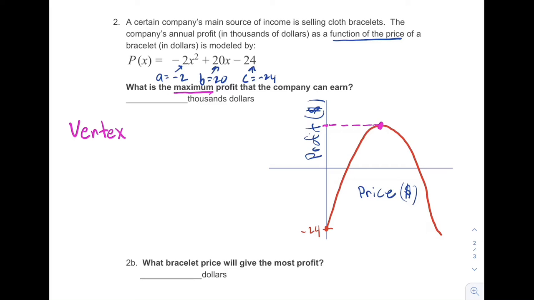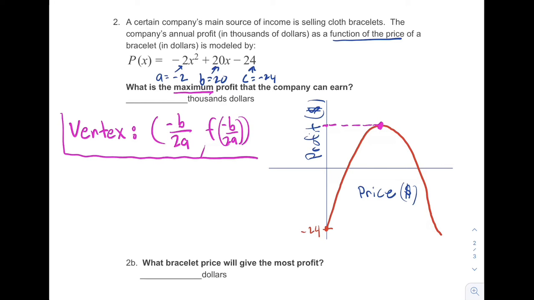So our vertex is your ordered pair. So your vertex, remember the x value is given by negative b over 2a. That's the x value of the vertex. Then the y value of your vertex is going to be f of negative b over 2a. So whatever you find that number to be, you substitute it back into your function, and that'll give you your y value. So that's your vertex here. We use negative b over 2a.